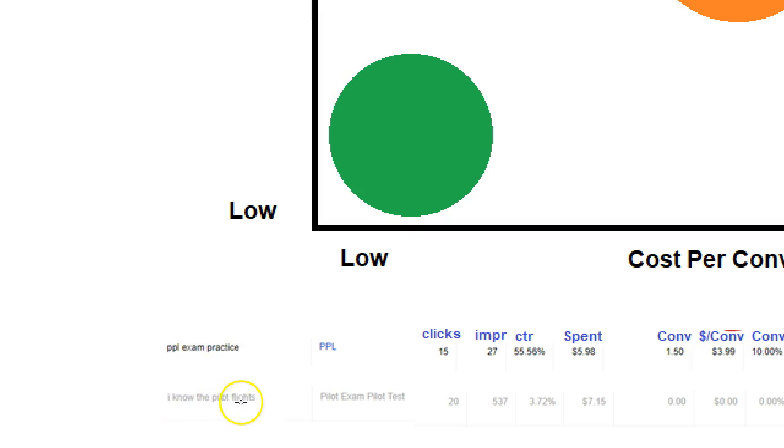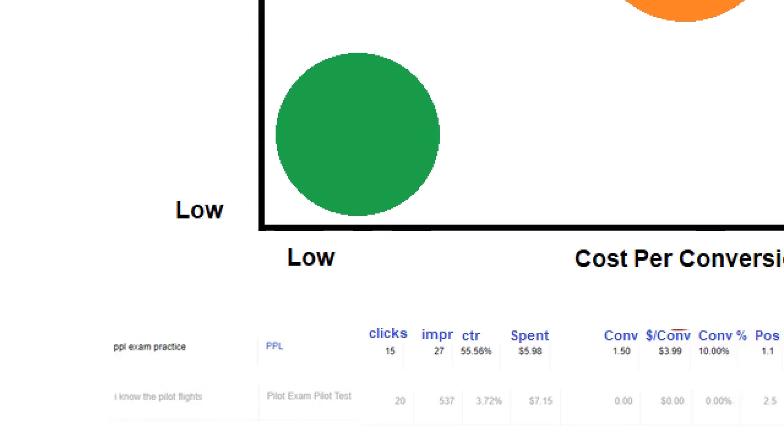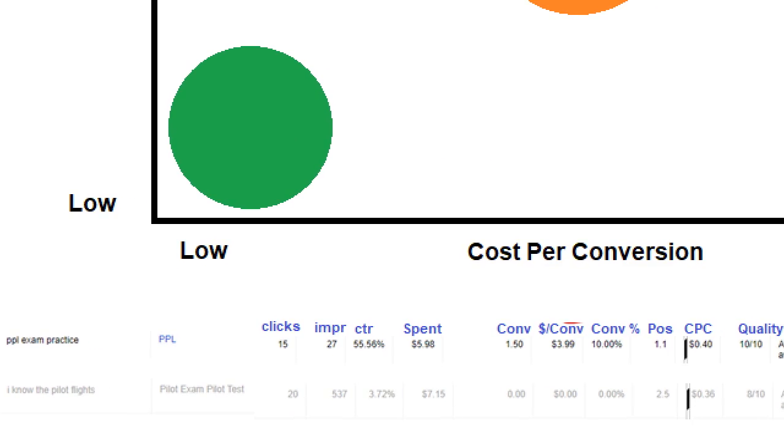This one here, I know the pilot flights, is actually a discount flights website, which has a bit of a slant towards the aviation sector, because they tend to like booking on this site just because of the name, etc. So let's take a quick look at some of the data and let me explain the difference and how that relates to what we've just learned up above.